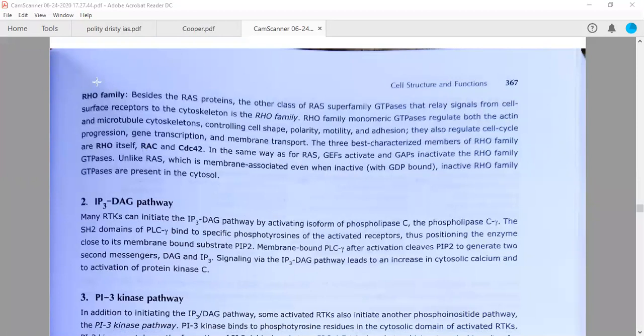Then there is another family that is called the Rho family. And this Rho family also has two other proteins called RAC and CDC42. They are also involved and they are also GTP binding proteins.